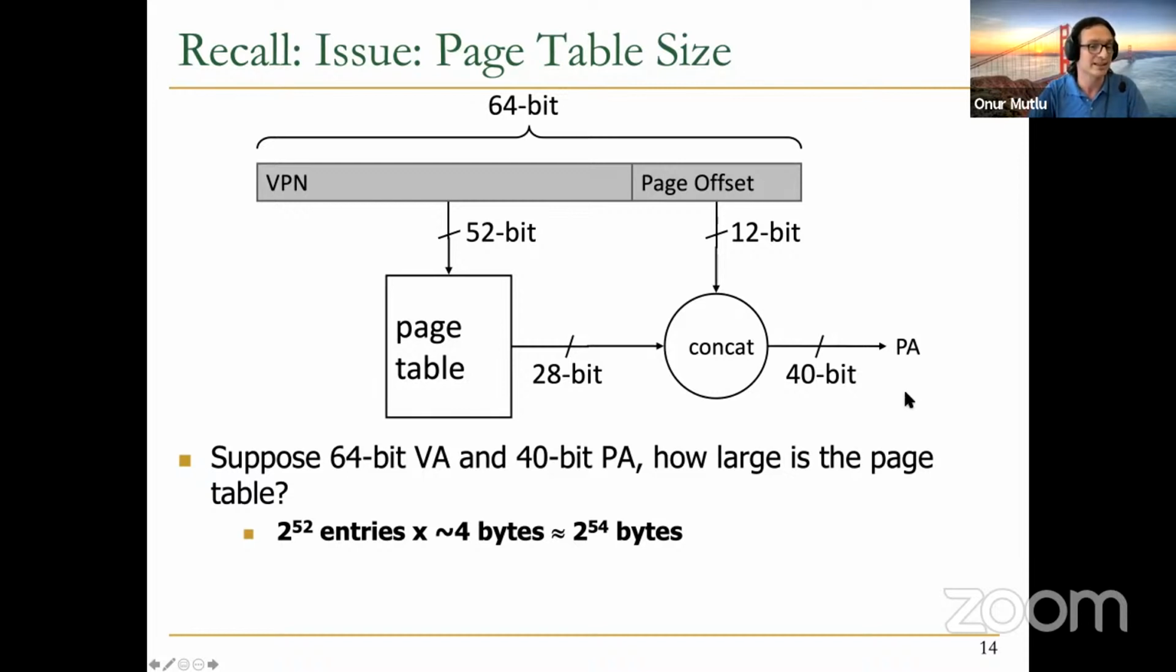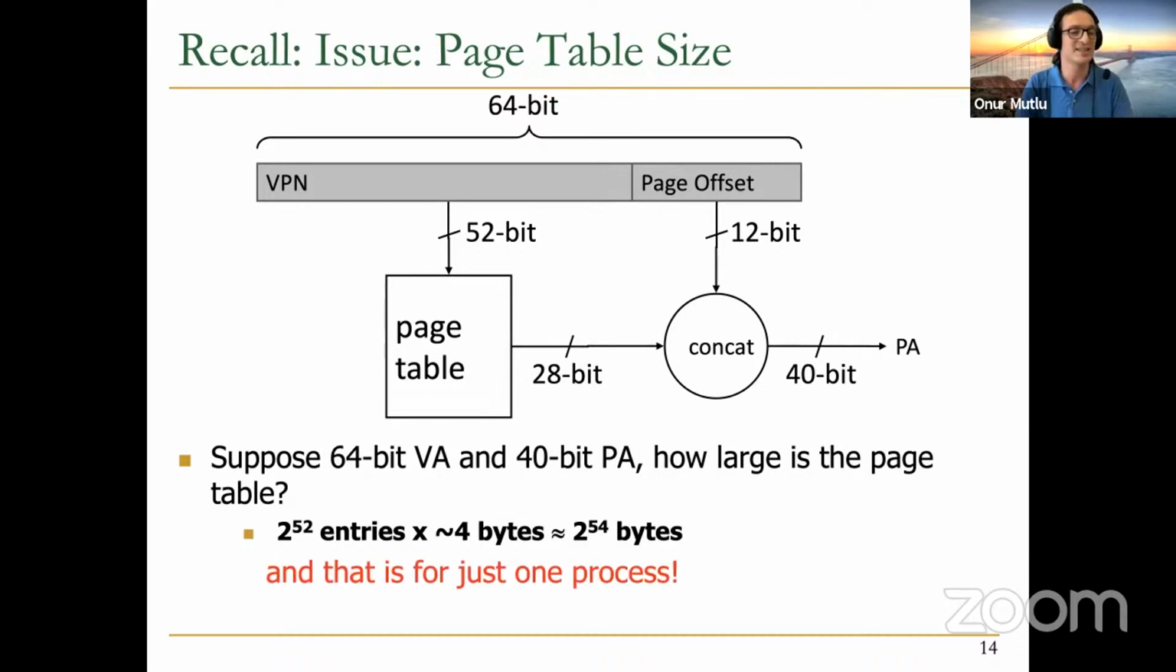So we have a problem here. We need to access physical memory. We have to go through the page table. To be able to do the translation, the page table needs to be stored in physical memory, but we do not have enough physical memory to store the page table. So clearly this is not going to work, right? And this is just for one process.